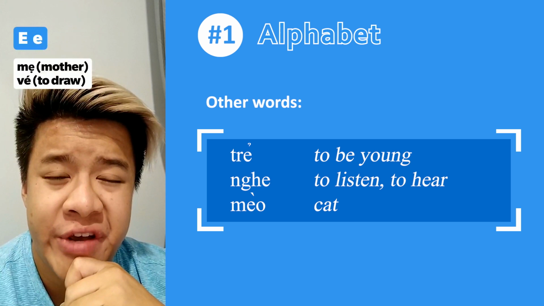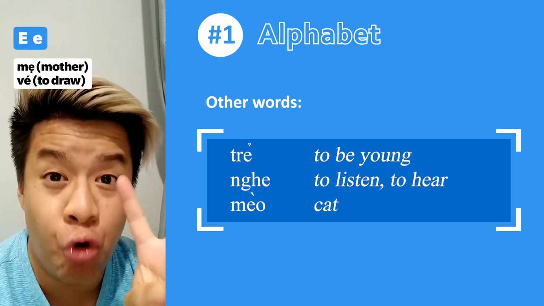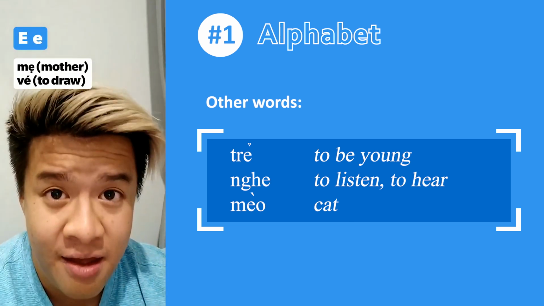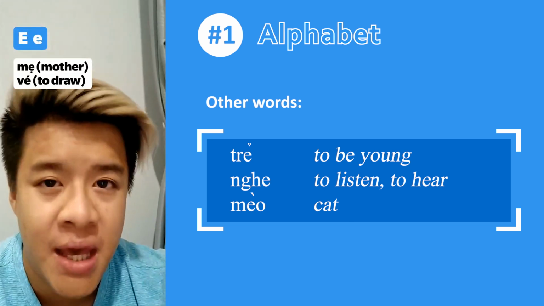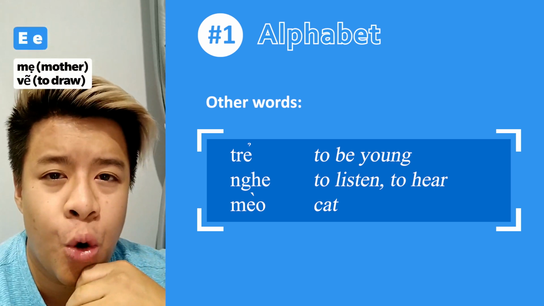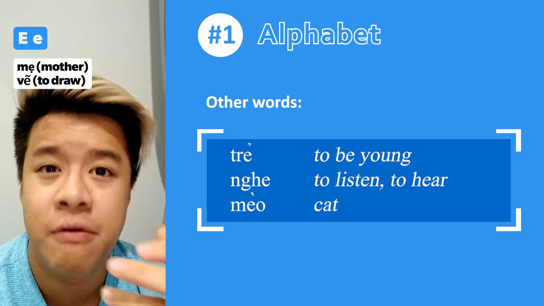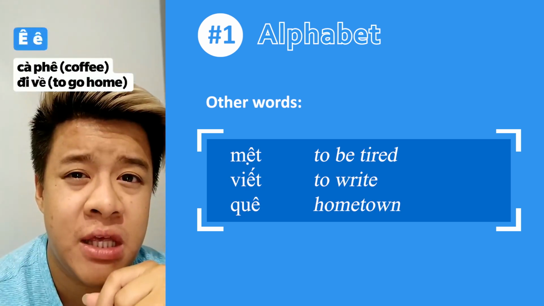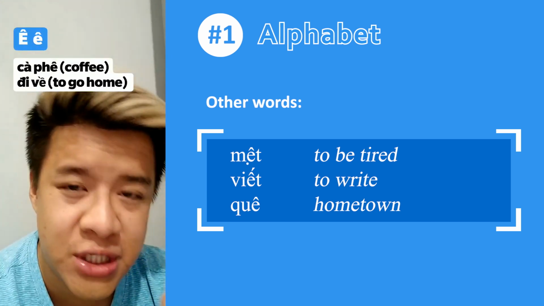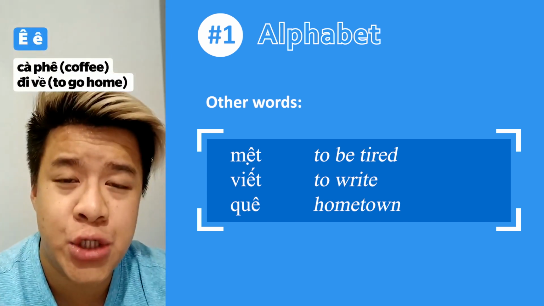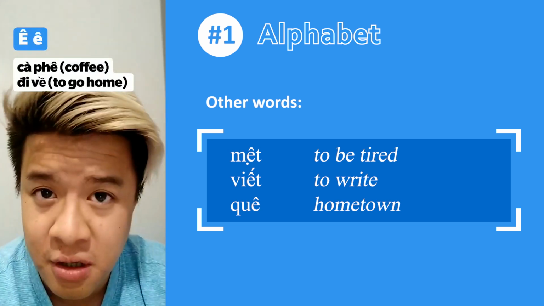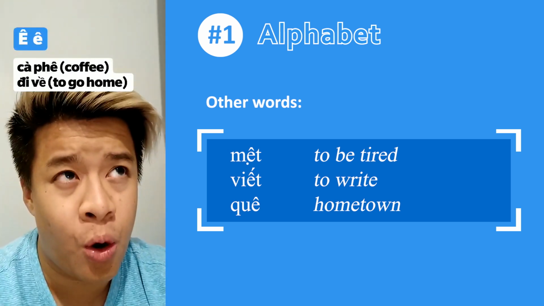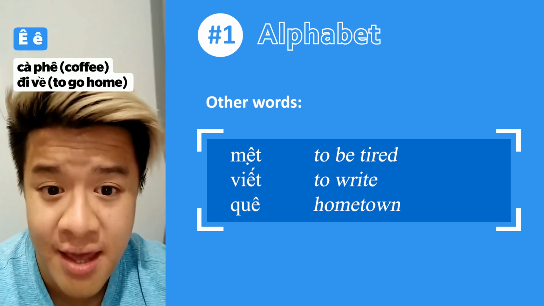Then we have two variations of the letter E. The normal one is pronounced as e, as in mẹ, mother, mẹ. So you don't say mẹ, but mẹ, or vẽ, to draw, vẽ. Then we have the letter E with this accent circumflex again. That one is the actual E sound, as in café, coffee, café, or về, to go home.